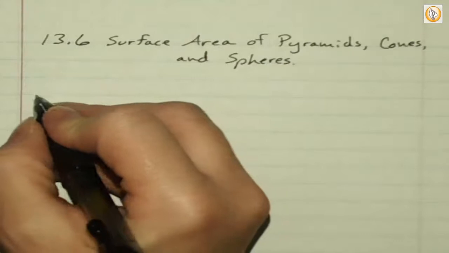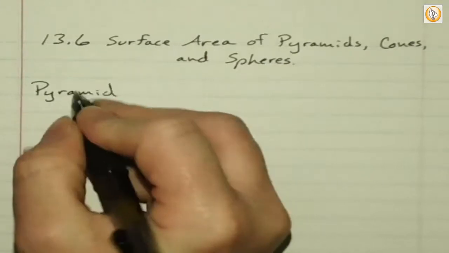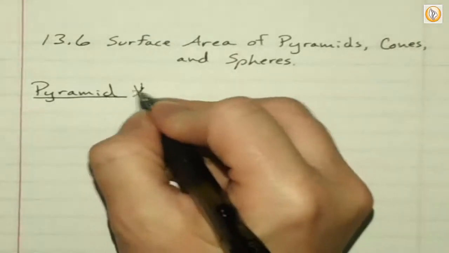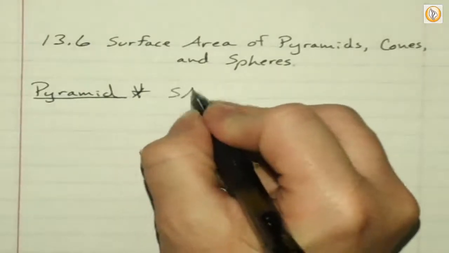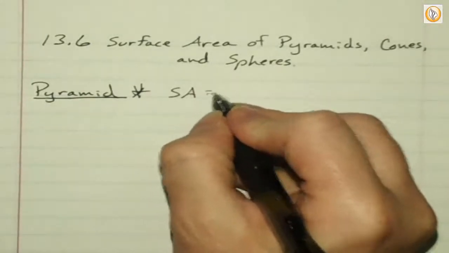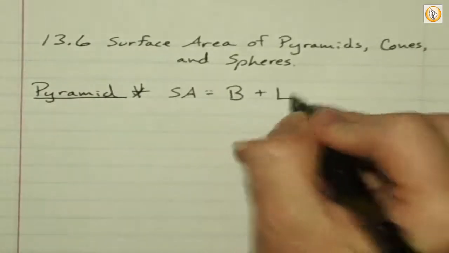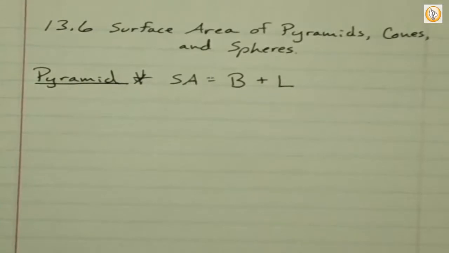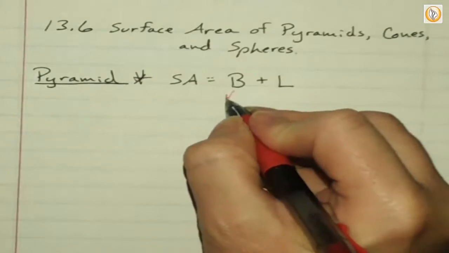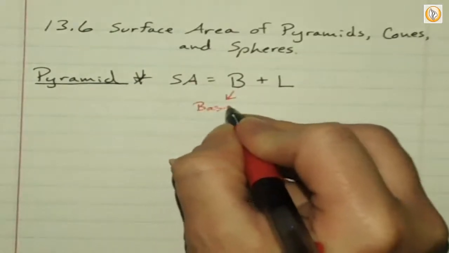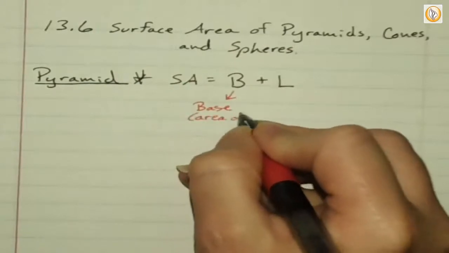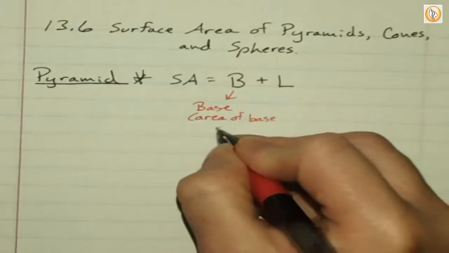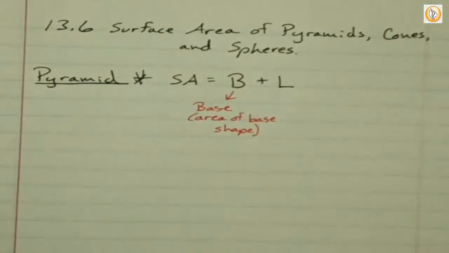Okay, so a pyramid. The formula for a pyramid for surface area is just a big B plus a big L. Remember that the big B is your base, which is the area of the base shape. Remember that. That hasn't changed.